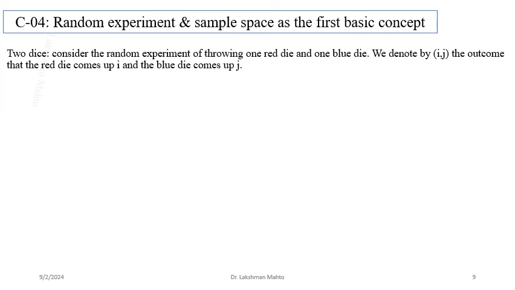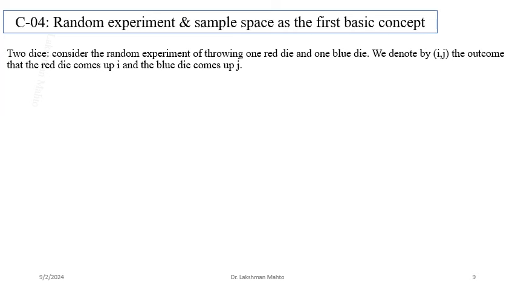Okay, dice means just two dice here. Nothing is mentioned, so it is a six-sided dice. That is the regular one that we have already seen. I will talk from an Indian perspective. So consider the random experiment of throwing one red dice and one blue dice. Jointly, we are throwing two dice.